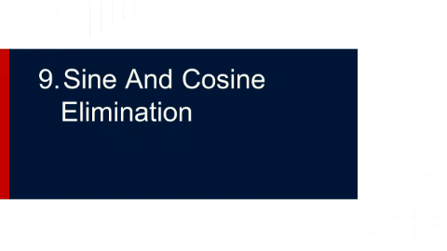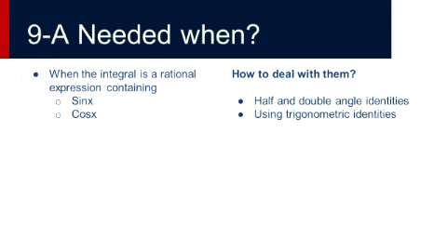And lastly, we have sine and cosine elimination. And when is it needed? Well, it's needed when the integral is a rational expression containing sine x and cosine x. And how do you deal with them? You deal with them using half and double angle identities or using trig identities.